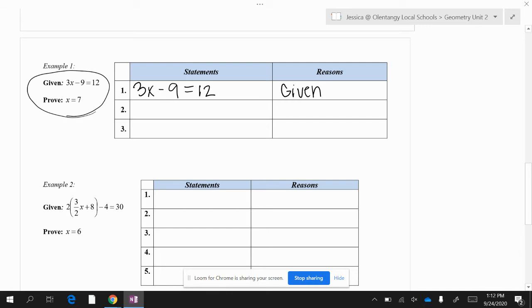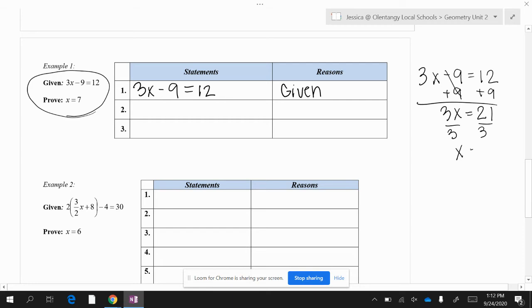So over here on the side, if I were to solve this equation, 3x minus 9 equals 12, we need to get x by itself, so I'm going to add 9 over, 3x equals 21, and then divide by 3, and x equals 7, which is great because that is what I am trying to solve. Okay, but my first step that I did in order to solve this was add 9 over.